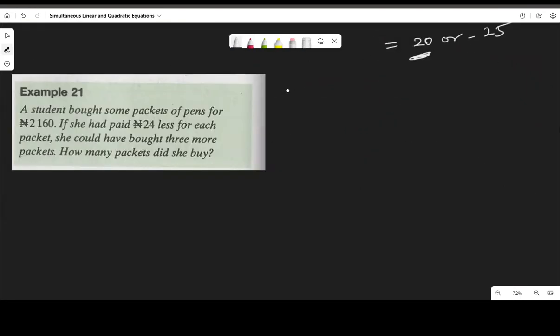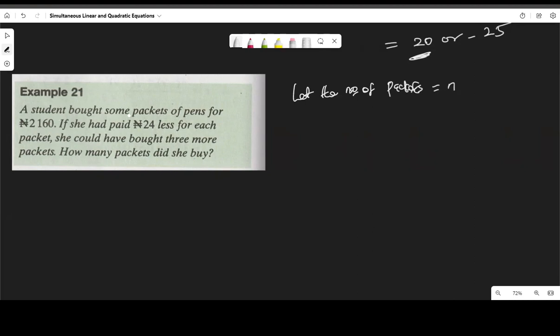Question 21 says, a student bought some packets of pens for 2,160 naira. If she had paid 24 naira less for each packet, she could have bought 3 more packets. How many packets did she buy? Okay, now let the number of packets be n.